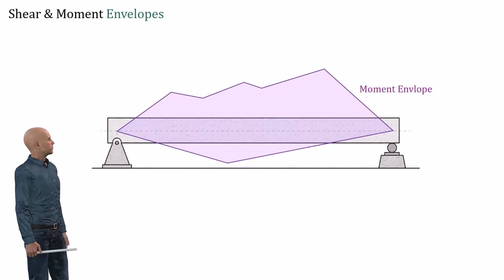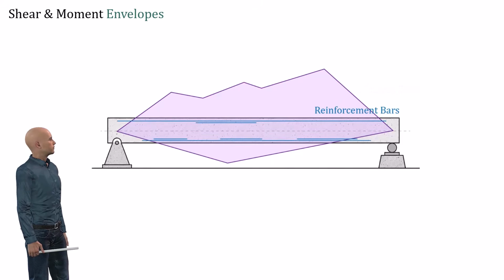For example, in reinforced concrete design, the moment envelope helps us determine where positive and negative reinforcement is needed and how the reinforcement demand varies along the member. In this way, the envelope does something that an individual moment diagram cannot do. It shows the range of design critical demands along the member, regardless of which load case produces them.